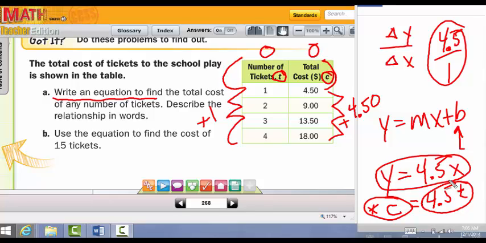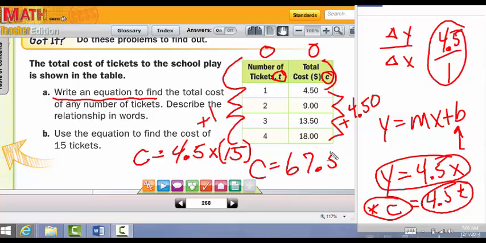The last thing they ask us to do is use the equation to find the cost of 15 tickets. So we would have cost equals 4.5 times 15 tickets, or we could have written it like this, which is what you oftentimes see. So we have 4.5 times 15 is $67.50. So C equals $67.50. That is how much 15 tickets will cost.